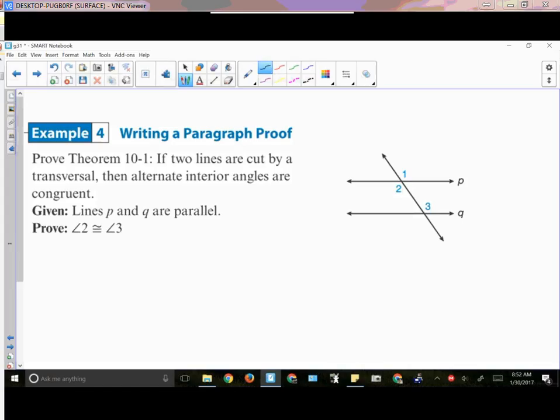Could I start it off something like this? Given that, let's see, line P and Q are parallel. Okay. What could I say next? What would be good to say? I've only got really three things there. I got 1, 2, and 3. I got to say that 2 and 3 are the same. What might be something that I could say based upon what I see?